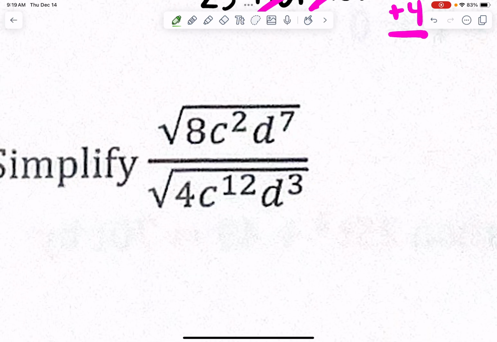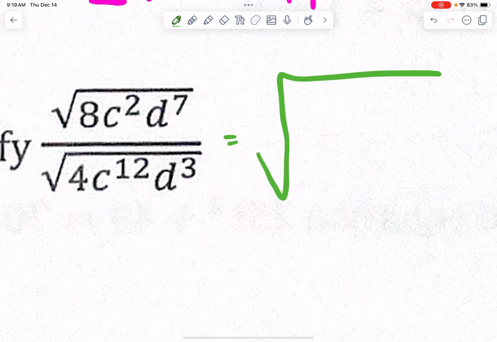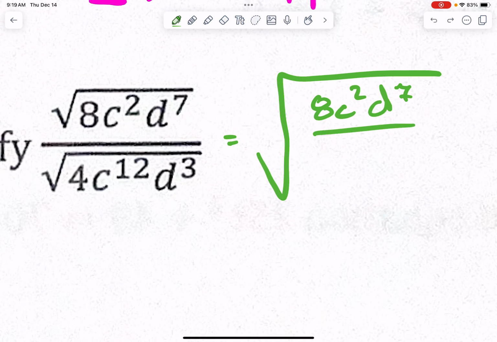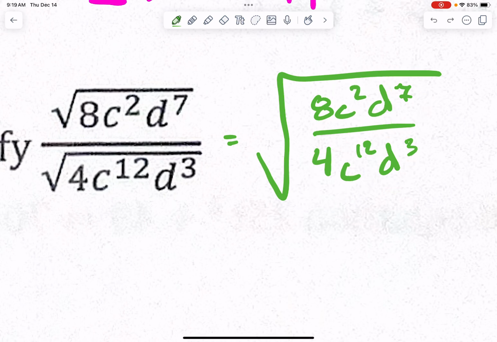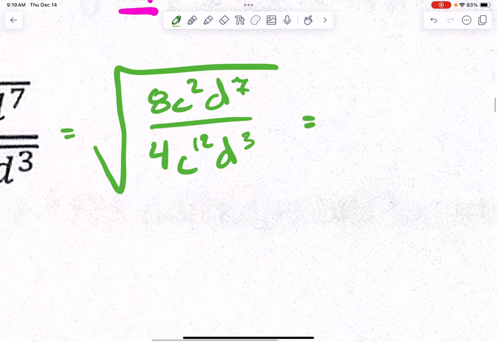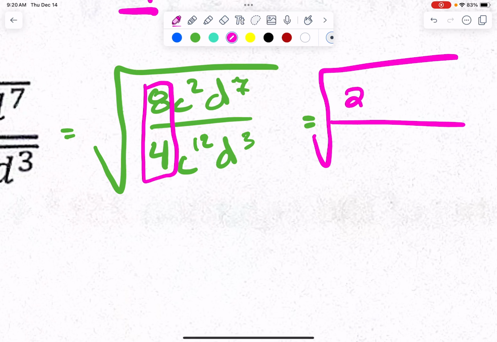Simplify. One thing that I notice is that we have a square root on the top and a square root on the bottom. That means that I can put them all underneath one square root. By doing that, I can reduce all of these things in here, like the 8 over 4, the C's and the D's, and then worry about the square root later. Looking at the numbers, I'd take those individually. 8 and 4 reduce it. Don't forget my square root. 8 and 4 reduces to 2 and 1. So I'm just going to do 2 and 1. You don't have to put the 1 there, but that's what 8 and 4 will become.